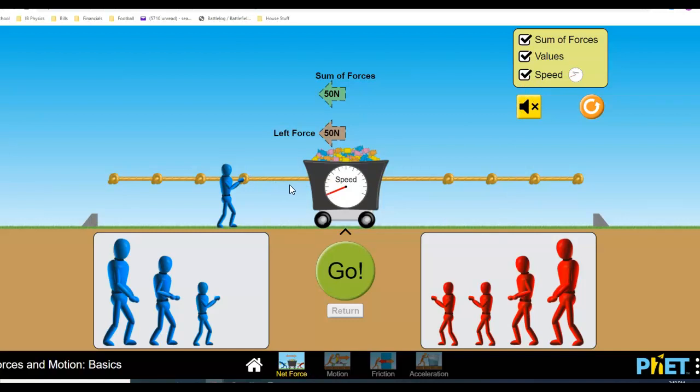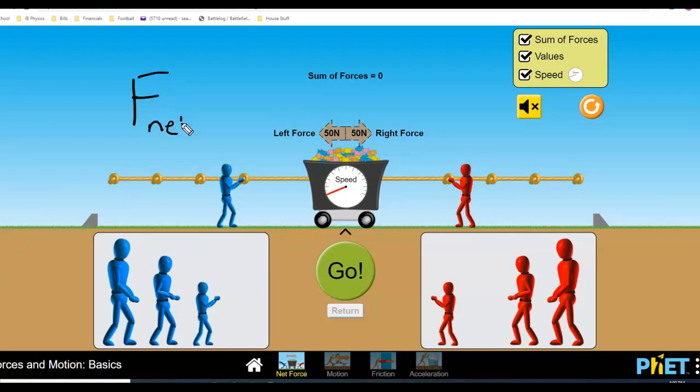So for example, here is a tug of war situation. I've got this little blue guy pulling to the left with a force of 50 newtons. By the way, you can also think of that as negative 50 newtons because it's going to the left. Now, if I put a small red guy on the right side pulling to the right, there are two forces acting on the object, 50 newtons to the left, 50 newtons to the right. I would say that this object has a net force, and I would write F net, meaning net force, of 0.